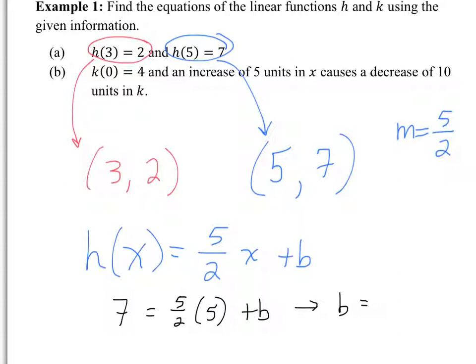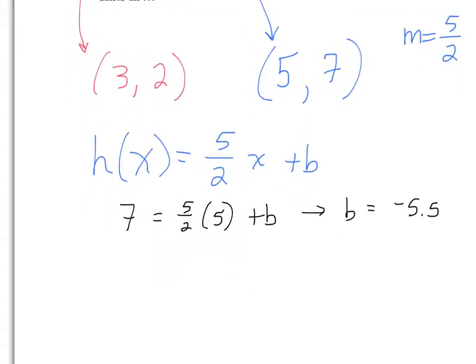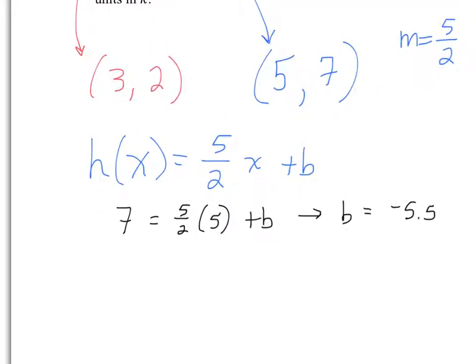What do you got for b? Negative 5.5. Okay, some of you might have gotten negative 11 over 2 if you kept it in fraction form. Same thing, obviously. All right, so that's the b value. Am I done? Have I written a function yet? I haven't written the actual function out with all the information. Now I have m and I have b. So I can write the final function out now.